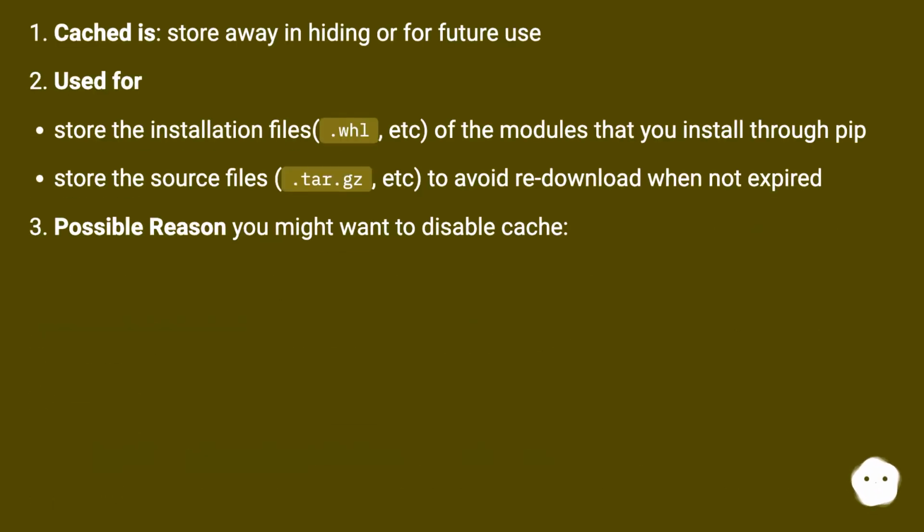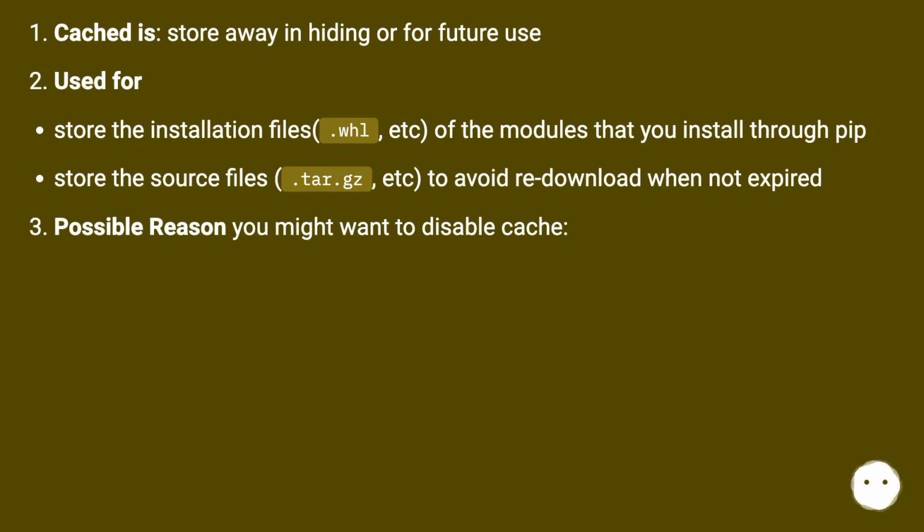Cached means stored away in hiding or for future use. It is used to store the installation files, or .whl files, etc., of the modules that you install through pip. It also stores the source files, or .tar.gz, etc., to avoid re-downloading when not expired.